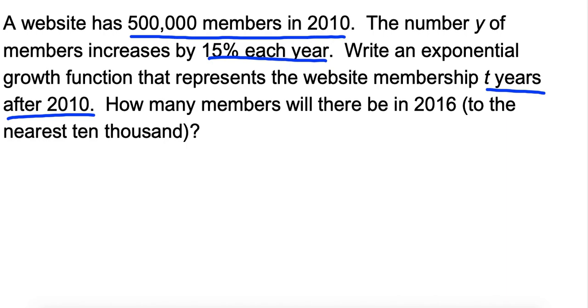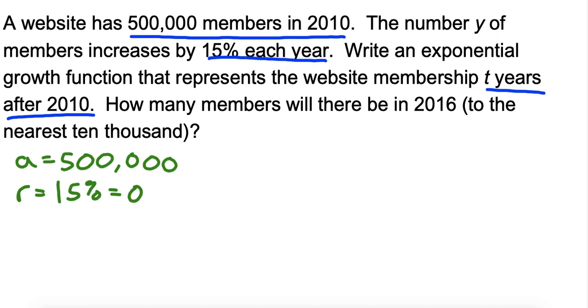So here we've got a website that has 500,000 members in 2010, and then it tells us that our time is years after that. So that means our starting point is 2010. So A is the 500,000 that we had in 2010. Our rate is 15%, which as a decimal is 0.15. And then for the second part, t is going to be 6, because 2016 is 6 years after 2010.